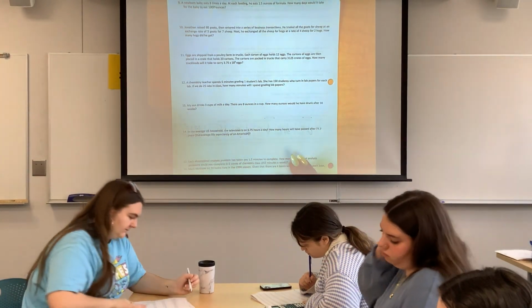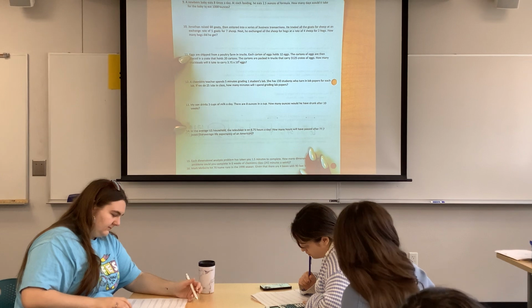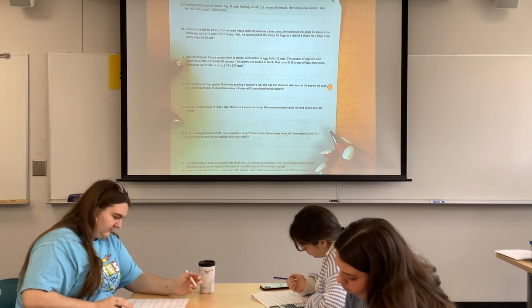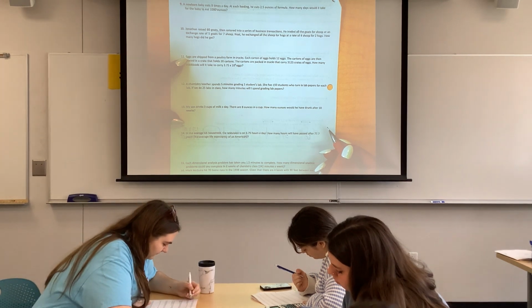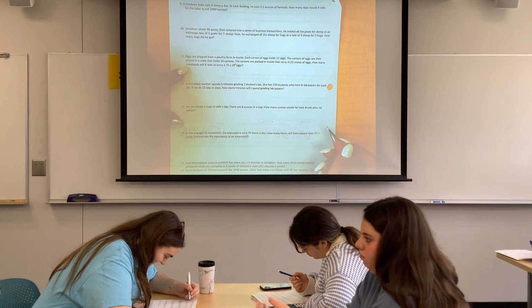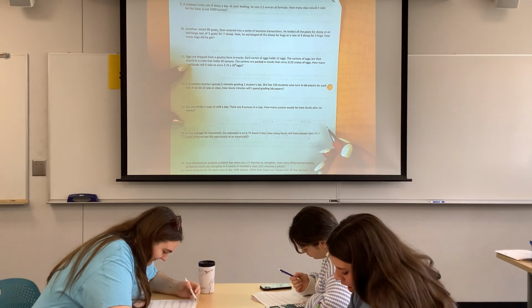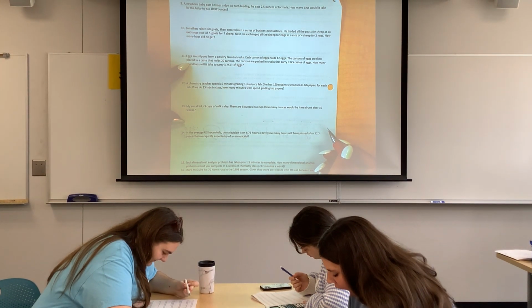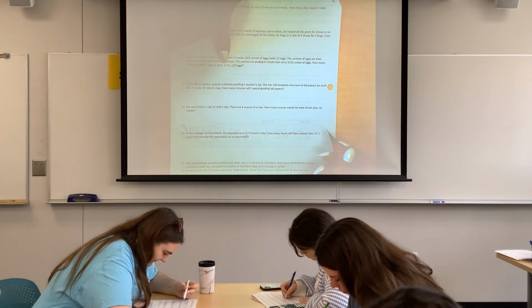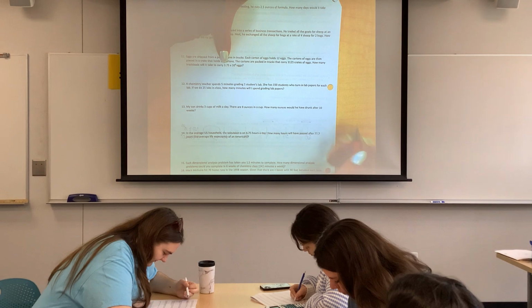11 it is. Okay, eggs are shipped from a poultry farm in trucks. Each carton of eggs holds 12 eggs. The cartons of eggs are then put in a crate that holds 20 cartons. The cartons are packed in trucks that carry 3,125 crates of eggs. How many trucks will it take to carry 3.75 times 10 to the 6th eggs?